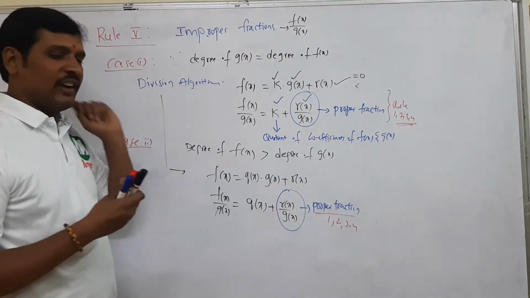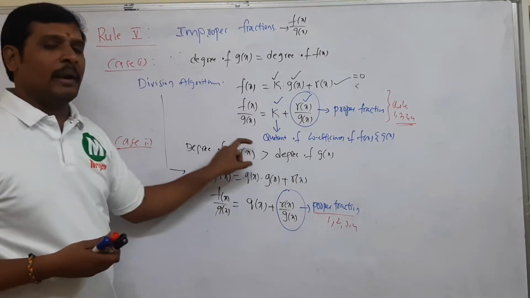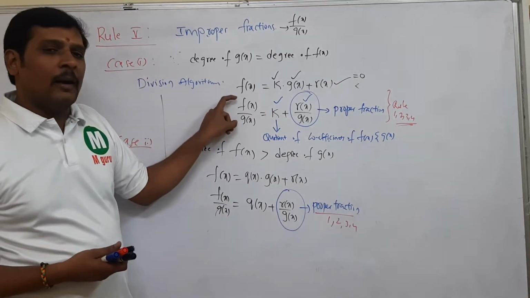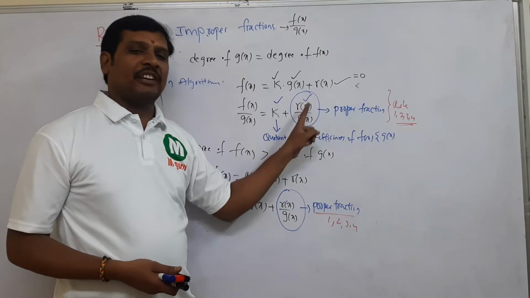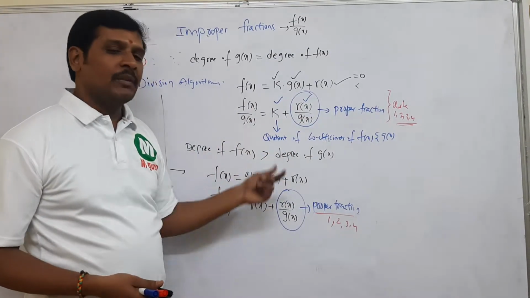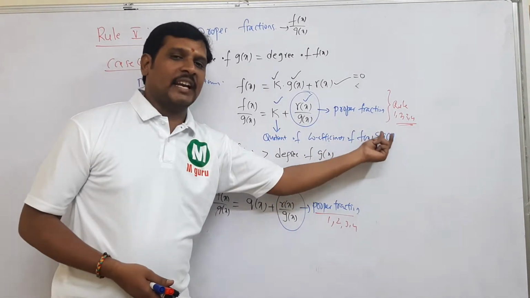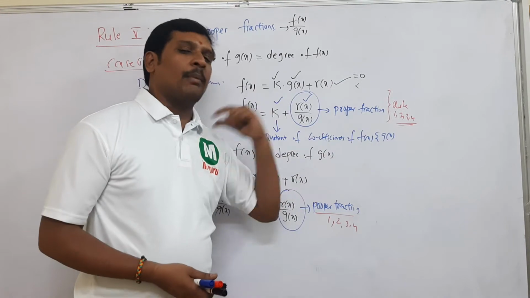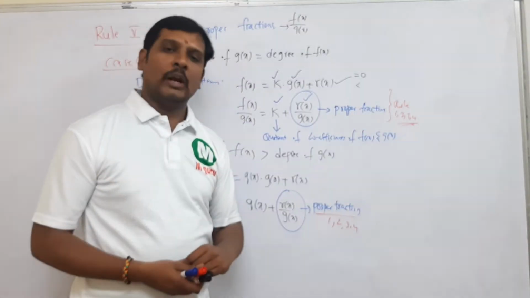In this we have two different cases. One is when degrees are equal, the other is when numerator degree is more than the denominator. In the first case, we get f of x by g of x is the same as k plus r of x by g of x. And k is the quotient of coefficients of f of x and g of x. And r of x by g of x is a proper fraction which can be solved using any one of rules 1, 2, 3, 4.